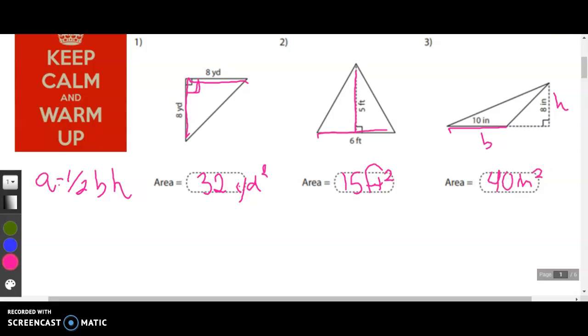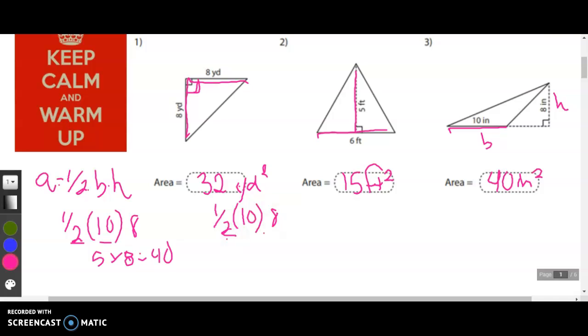Now I want to go over this one quickly. Remember, half times base times height. Commutative property says we can do it in any order we want. So I'm going to show you really quickly. If we had done half times a base of 10 times a height of 8, half of 10 is 5. 5 times 8 is 40. If we had done half times base times height, and we had decided to do half of the height, half of 8 is 4. 4 times 10 is 40. You see the trend here?